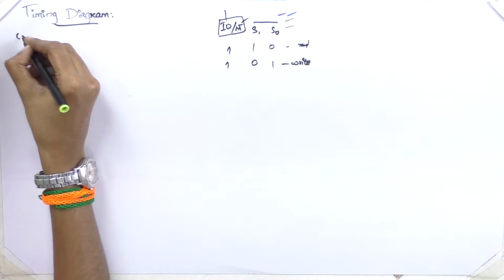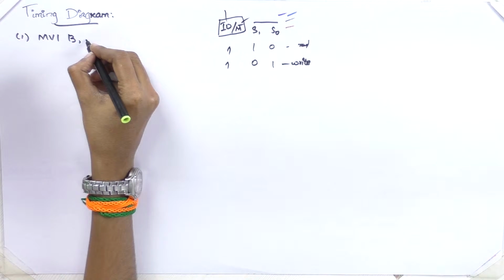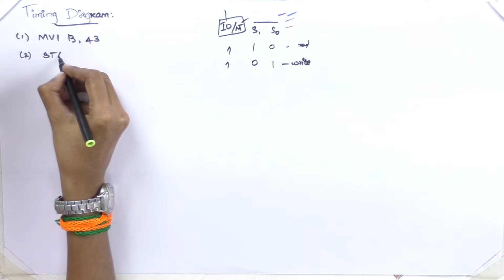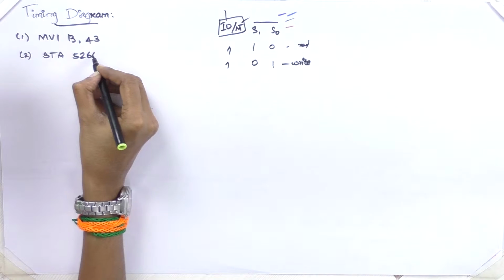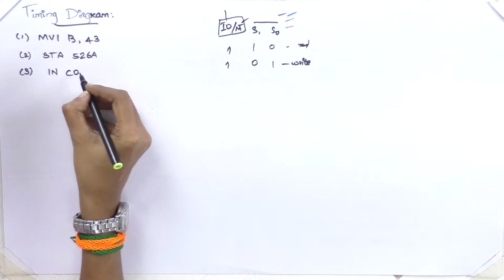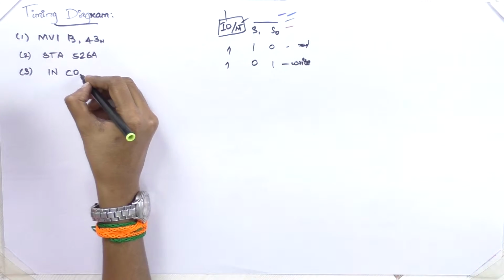Try to write the machine cycles that they require. Fine. So pause the video for a minute or two and try to write the machine cycles that these instructions require. Okay. So the instructions are MVI B, 43. So the second instruction, STA 526A. Third instruction, INR C. Okay. So these are all hex values.